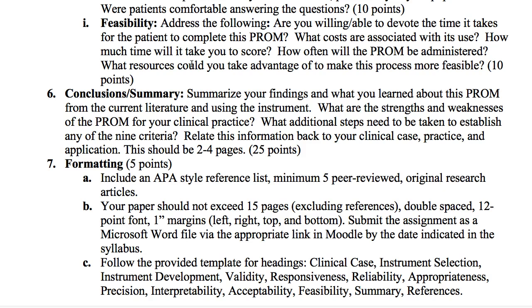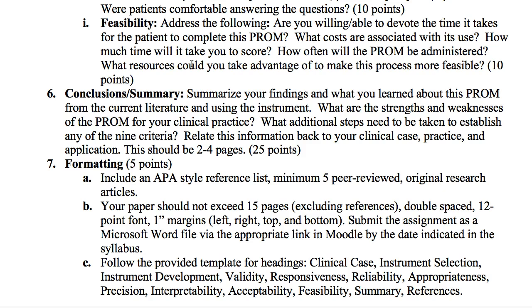Again, how does this help you? How does this not help you? What additional steps need to be taken to establish any of the 9 criteria? Again, relate all this information back to your specific clinical case, your practice, and application. I want this to be personal applications.